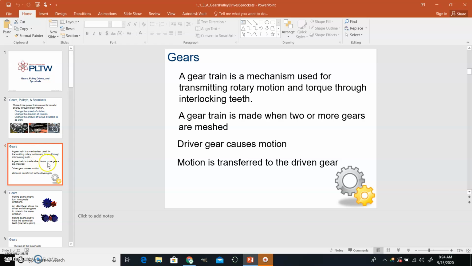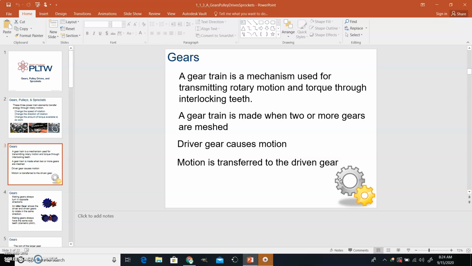A gear train is a mechanism used for transmitting rotary motion and torque through interlocking teeth. Most of you have seen a gear on something at some point in your life. If you open a CD-ROM on a computer or something like that, you will notice that it has some sort of gears in there. A gear train is basically made when two or more gears are meshed together. When their teeth are interlocked and line up, that is basically a gear train.